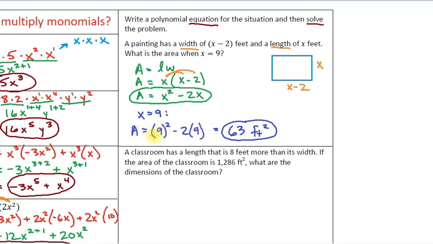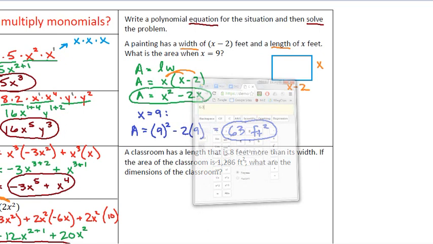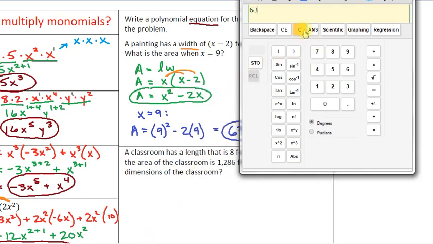If you want to do this by hand, you could have said, okay, so area is 9 squared, that's 81, minus 2 times 9 is 18, 81 minus 18 is 63. But you can save yourself some time. That's why you have a calculator. When you plug the x value equal to 9 in here and you use parentheses in your calculator, you can actually then just type that equation into your calculator all at one time and use your parentheses just like you wrote them.